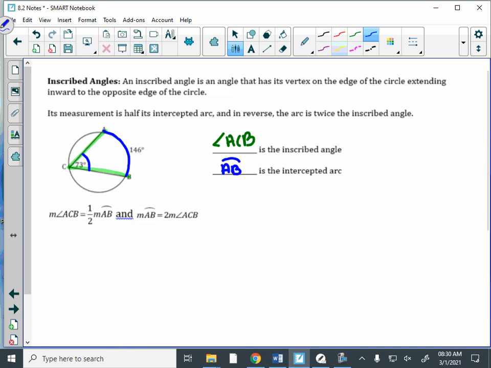Okay? The angle is half of the arc, or the arc is double the angle. So inscribed angles and the arcs are not the same. The angle is half the arc. So if you're going from little angle to big arc, multiply. If you're going from big arc to little angle, divide. You're multiplying by 2 or dividing by 2. You're either doubling the angle to get the arc or cutting the arc in half to get the angle. Okay? So let's practice.